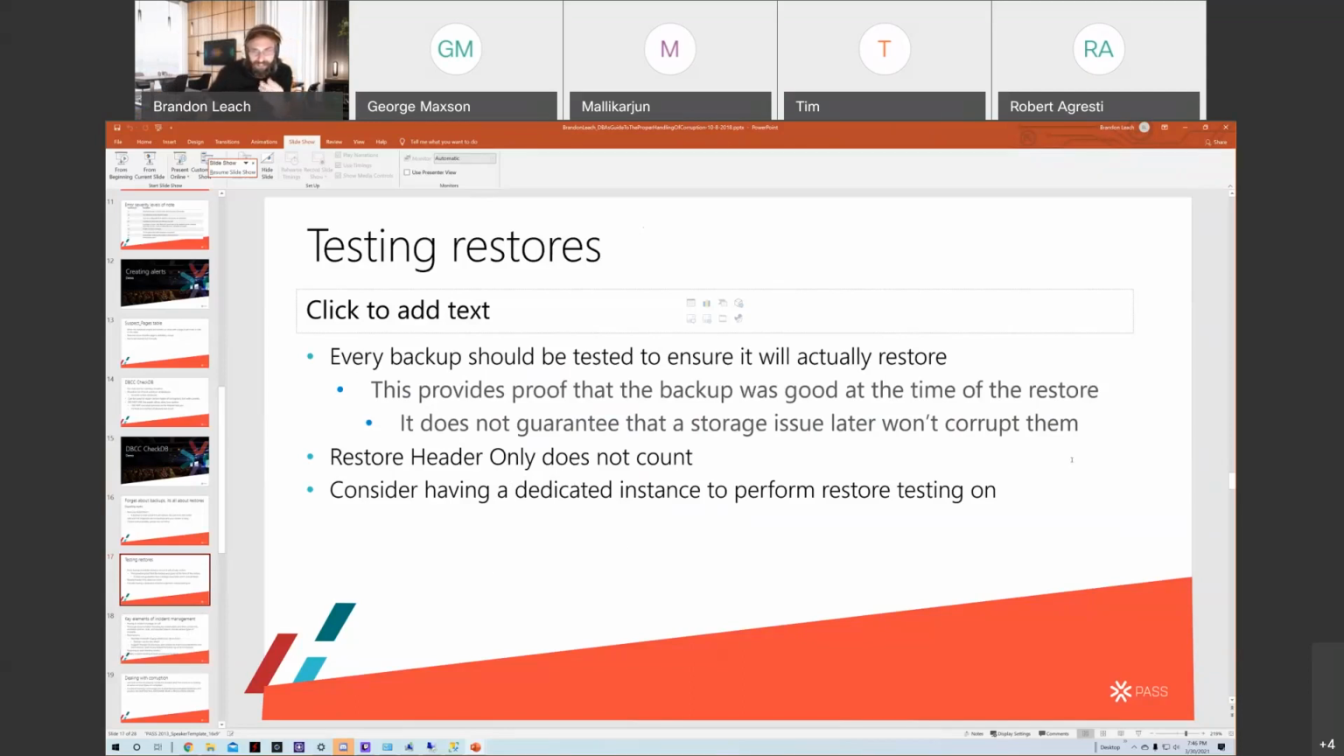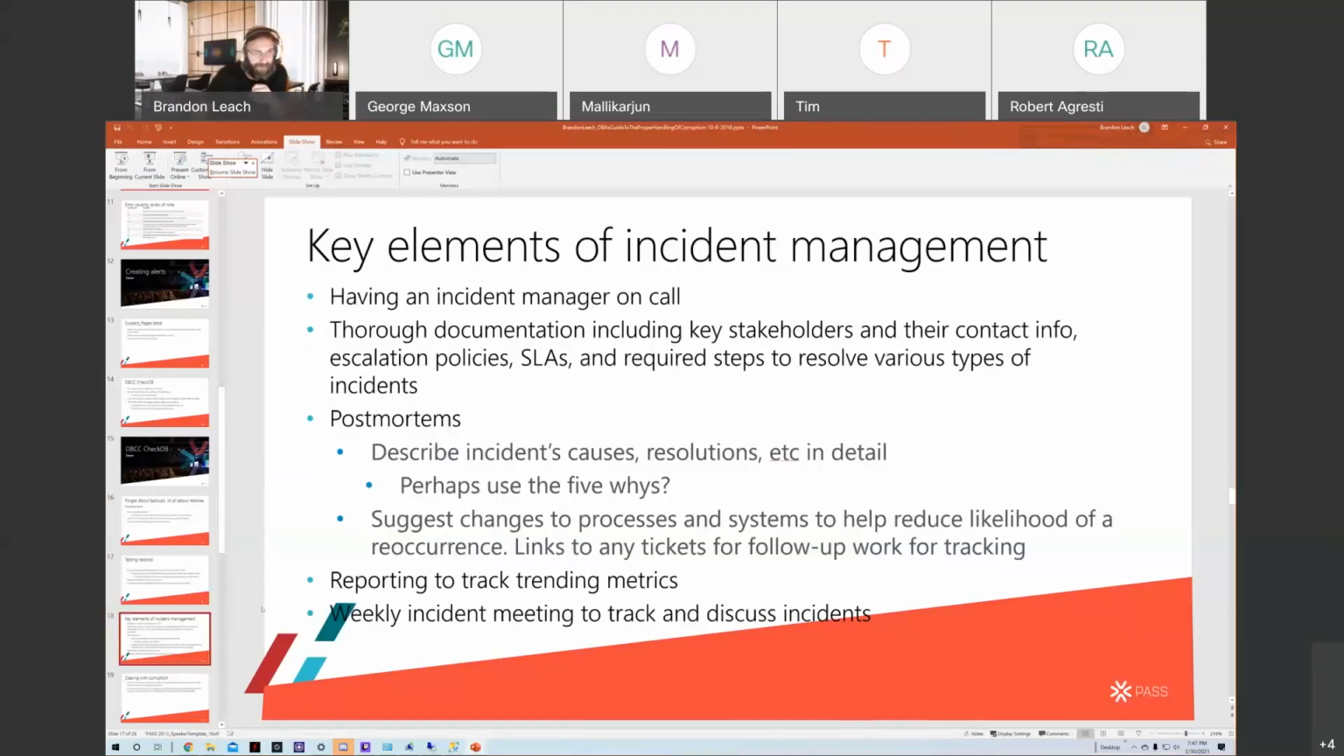So now we know how to protect ourselves from corruption a little bit, and how to monitor for it so that we get alerted as soon as possible before it has a chance to really get worse. So let's talk about incident management. The point of incident management is to have a repeatable process that allows us to resolve issues and identify ways to improve our environments. I've listed some key things here, like having an incident manager on call. But let's talk about the rest of these in a little more depth.